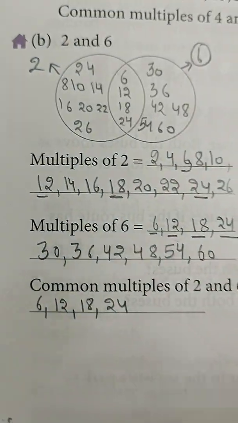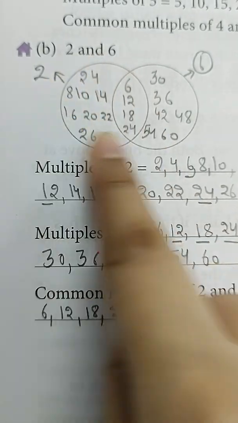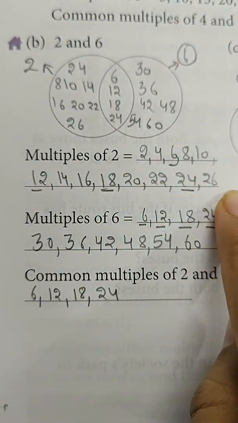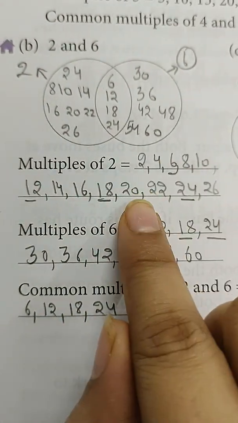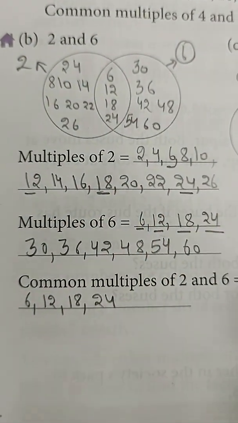Remember this is more than 20, for this table of 2 I have written more than 10. Okay, don't think that we have done wrong. No, I just want to give the example that the table does not end at 10.